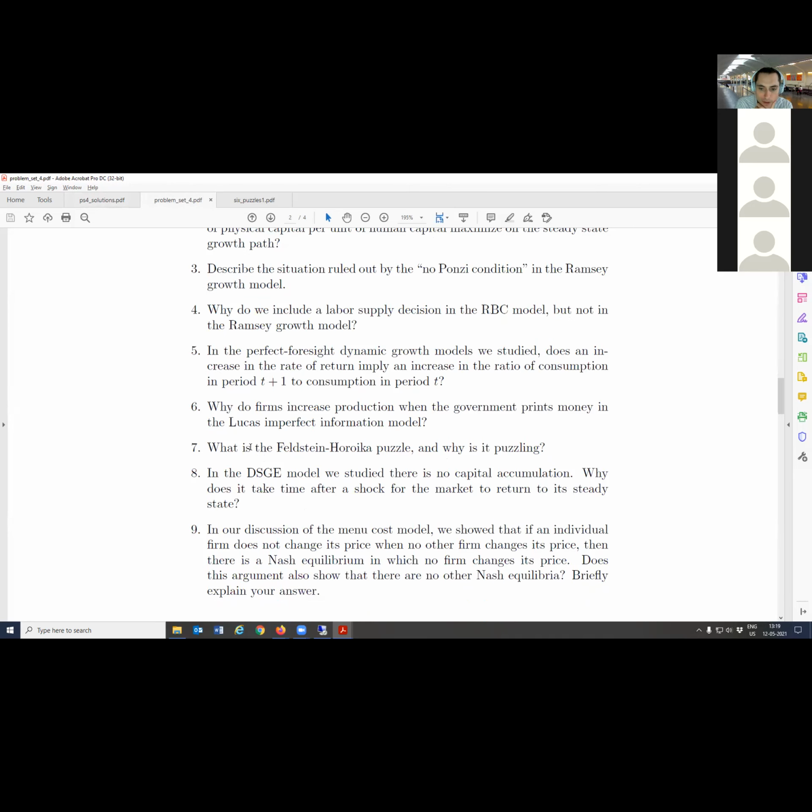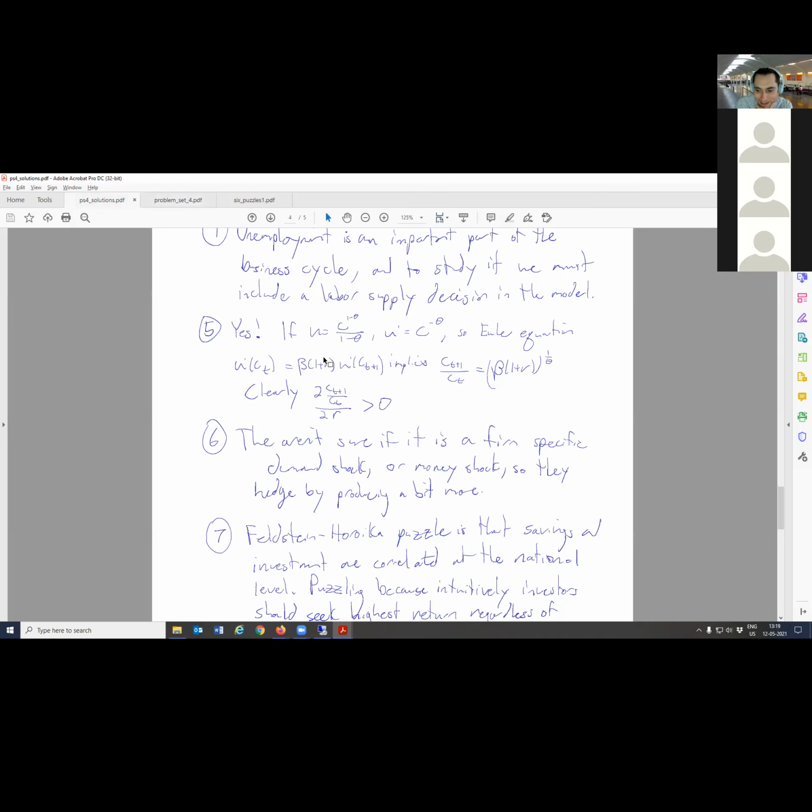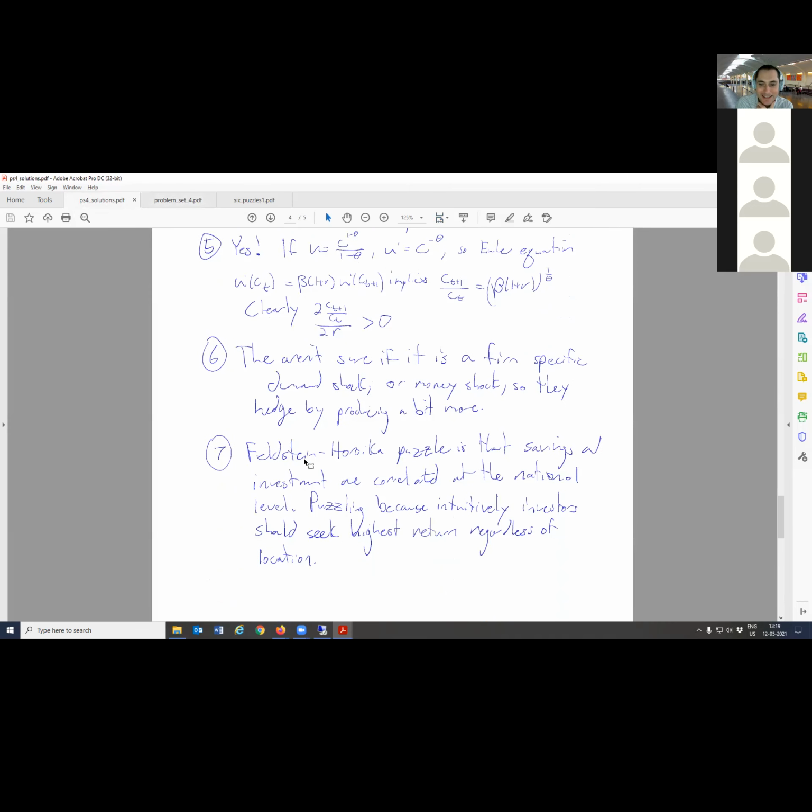All right, number 7, what is the Feldstein-Horioka puzzle and why is it puzzling? What did I write? Okay, good, I wrote both. Actually, I already said this just a few minutes ago, but Feldstein-Horioka is that savings and investment are correlated at the national level. Why is that puzzling? It's puzzling because intuitively, investors should seek the highest return regardless of their location. If the return is really high in Bangladesh this year, everybody in the world should invest in Bangladesh since capital is freely mobile.